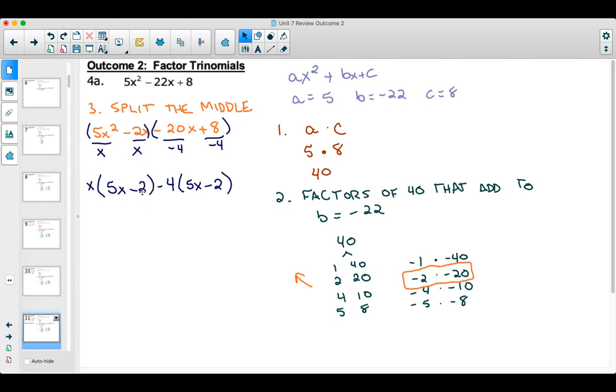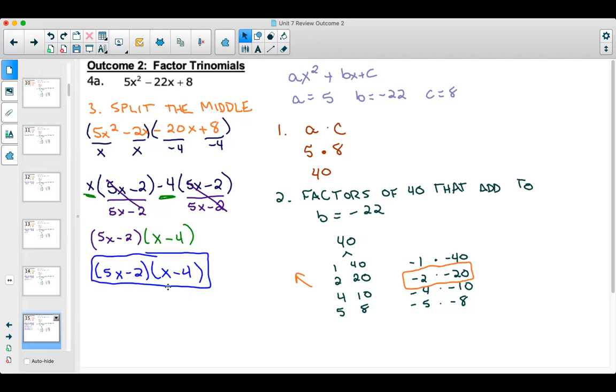Next, I have a negative 4. So my negative 4 goes out front of the parentheses, and then I divide. Negative 20 divided by 4 is 5, and then I have that x that I'm bringing down. And then 8 divided by negative 4 is negative 2. You'll notice again that I have exactly the same thing in both parentheses, so I have a GCF there. So I'm going to divide by the GCF, which is 5x minus 2. My GCF goes out front in my parentheses, and then whatever's left over when I divide is what goes into my second parentheses. So I have an x here and a negative 4. That's what goes into my second parentheses. So in factored form, my answer is 5x minus 2, and then x minus 4.